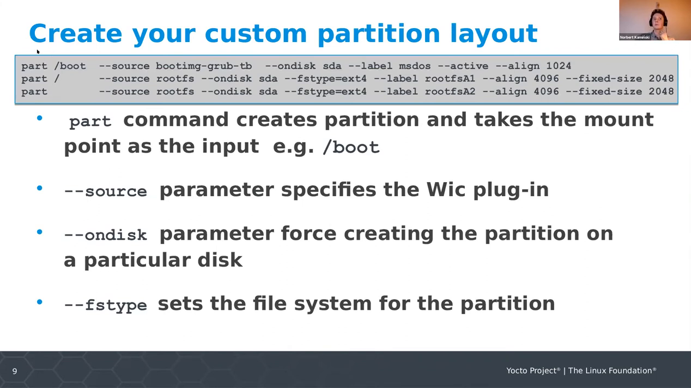As you can see here, we have the part command, which creates a partition and takes the mount point as an input parameter. The first partition is the boot partition, so we are creating the partition that will be mounted at boot. The second parameter is the source, that specifies the particular Wic plugin that will be used to create the partition. The next parameter is on disk. That parameter forces creating the partition on a particular disk. And we have the fstype parameter, which sets the file system for our partition.